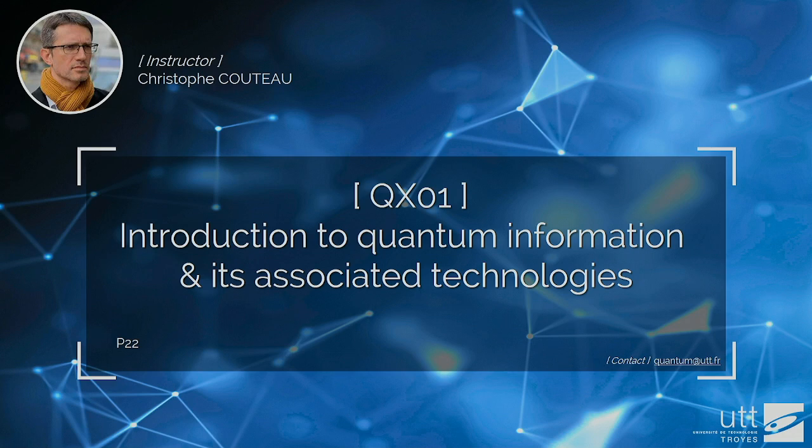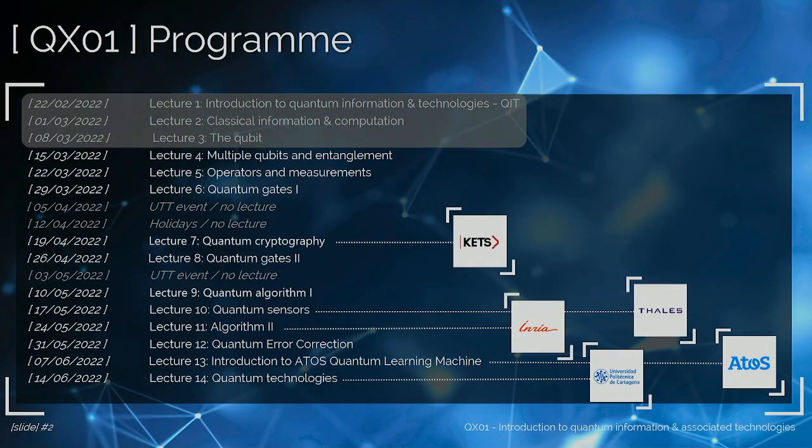Bonjour. So welcome back to QX01, Introduction to Quantum Information and its Associated Technologies. So let's have a look at what we covered so far. We've seen the introduction of the subject. We've seen a reminder of classical information and computation. And we've covered perhaps the basic element, the quantum bit, the qubits, and we started last week to talk about multiple qubits. So we're going to finish that today and discuss also the notion of entanglement.